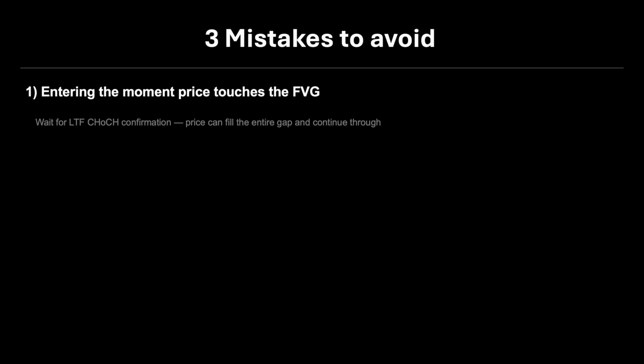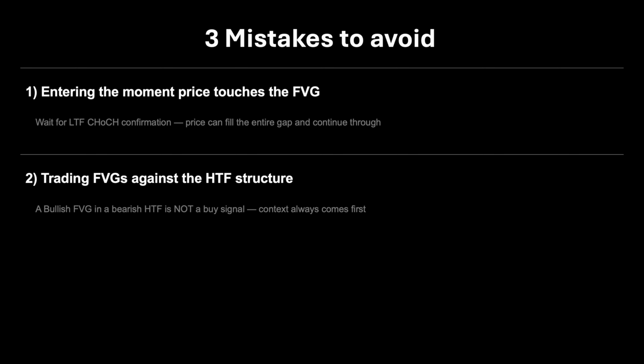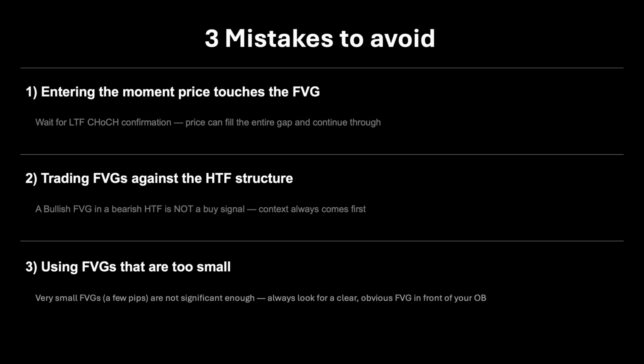3 mistakes to avoid. First, entering the moment price touches the fair value gap. Wait for a lower time frame change of character before entering. Price can fill the entire gap and continue through. Second, trading fair value gaps against the higher time frame structure. A bullish fair value gap in a bearish higher time frame is not a buy signal. Context always comes first. Third, using fair value gaps that are too small. Always look for a clear, obvious fair value gap in front of your order block, not a tiny imbalance.